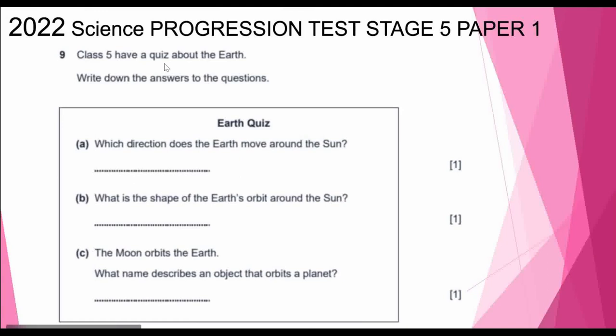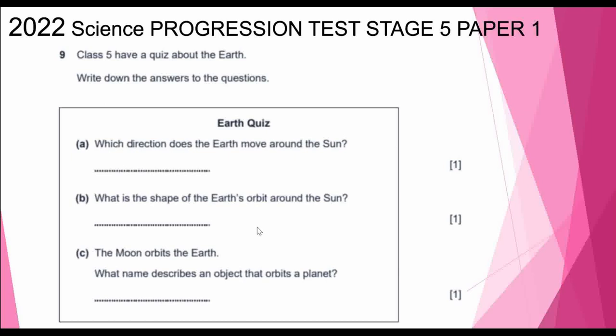Class 5 have a quiz about the Earth. Write down the answer to this question. A. Which direction does the Earth move around the Sun? What is the shape of the Earth's orbit around the Sun? The Moon orbits the Earth. What name describes an object that orbits a planet?